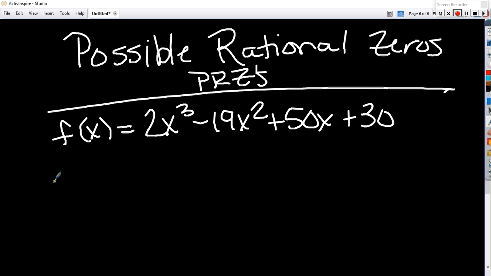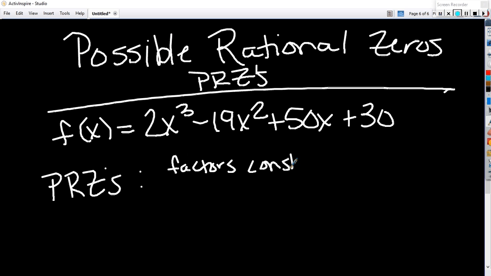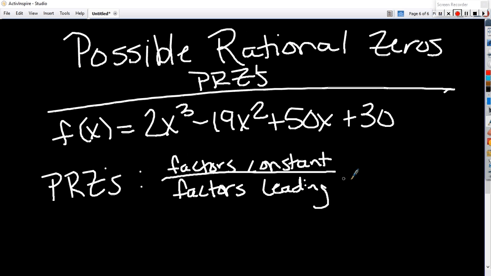Well, what we can do is list these possibilities out. And to find them, you do the factors of the constant. What's the constant in this? The number 30. Divided by the factors of the leading coefficient. What's the leading coefficient? 2. So I want every single possible fraction that I can make using factors of 30 as the numerator, factors of 2 as the denominator.